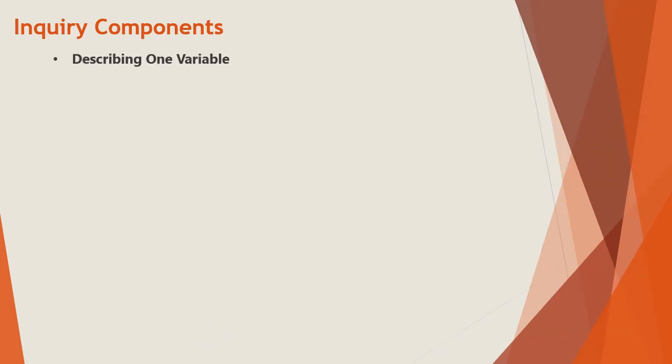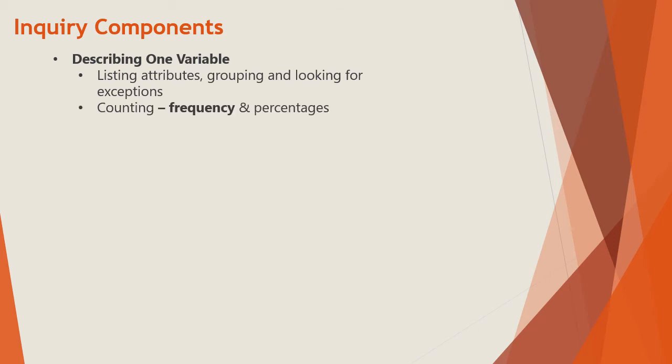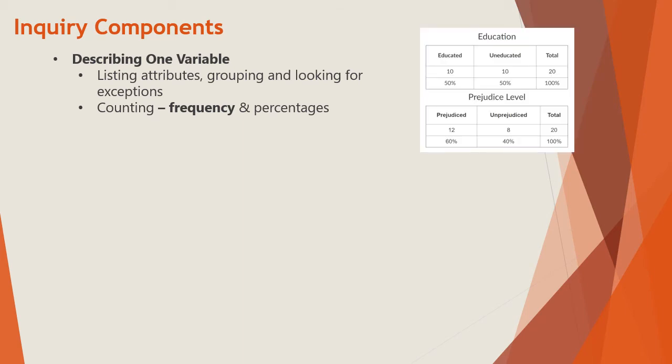Another kind of the next material we had was on the inquiry components. Okay, and that when we're building a research or an inquiry process, we want to describe a variable, listing attributes, grouping, and looking for exceptions. We might be counting them.